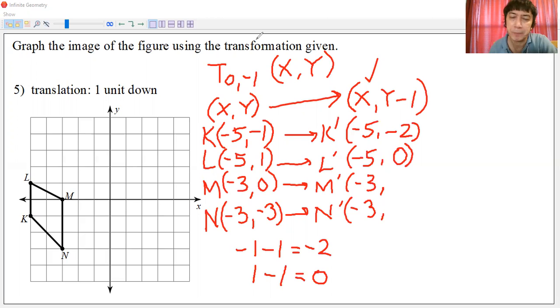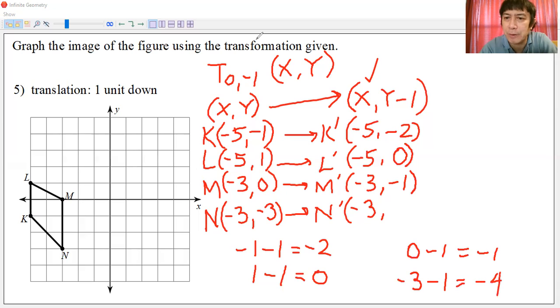Next is point M. Our Y there is 0. Okay, let's put it over here. 0 and then minus 1. That remains negative 1. So this is negative 1. And then we have negative 3 for our point N. And then minus 1. So this is negative 4. And so this is negative 4 there. Okay, so this is now going to be our 4 points.